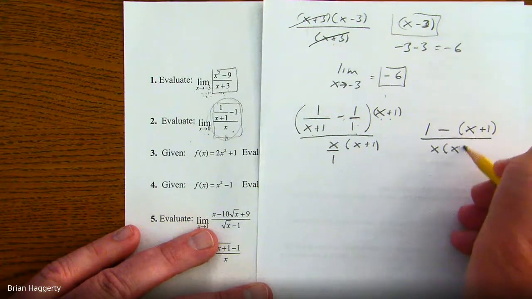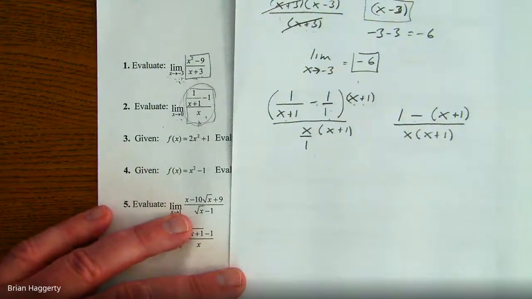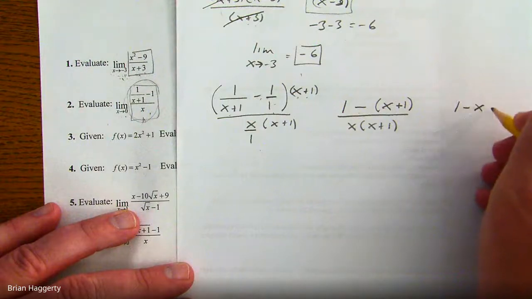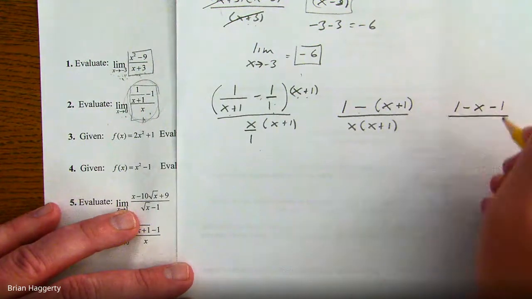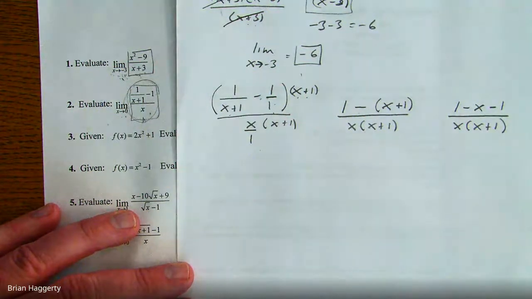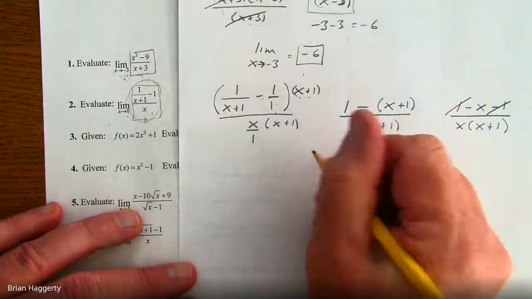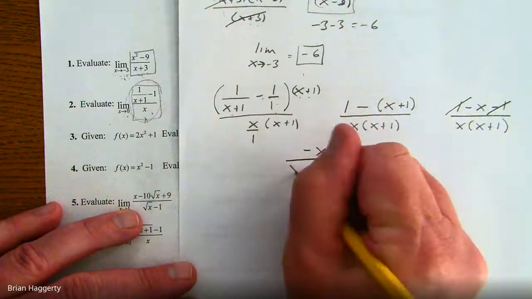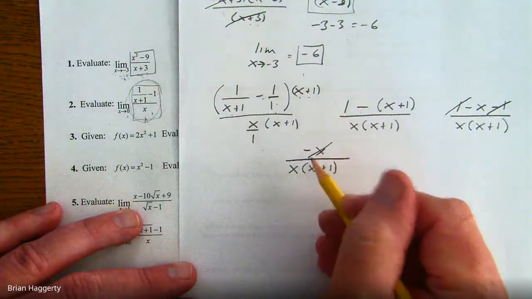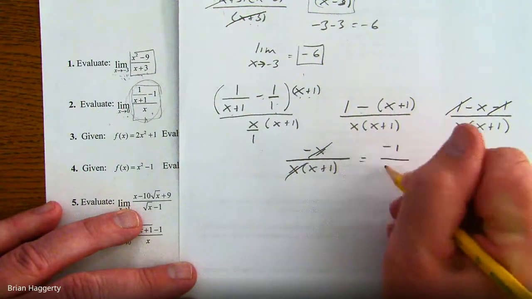The bottom, we don't want to multiply that out to see what the top looks like. Now we can clear parentheses up top. Positive 1, negative 1 cancel. So now we're at negative x plus 1. The x's cancel. Negative 1 over x plus 1.